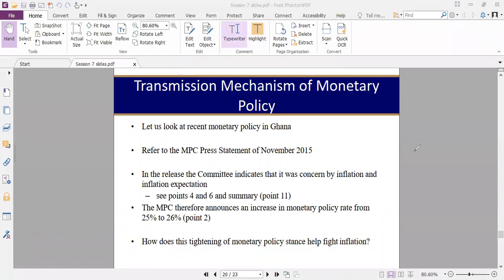Okay. So this is the graph I drew. Remember I established in the slide that the government wanted to combat inflation. So they increased the policy rate from 25 to 26%. Now, we also established that when this is increased, it means monetary tightening. Now we are saying, how does this tightening fight inflation? So I told you that in exams, if you see a question like this, equilibrium, all the time, the story must start from here.